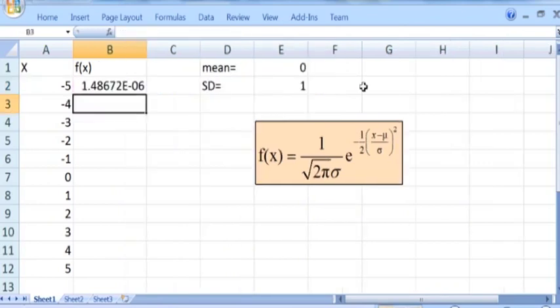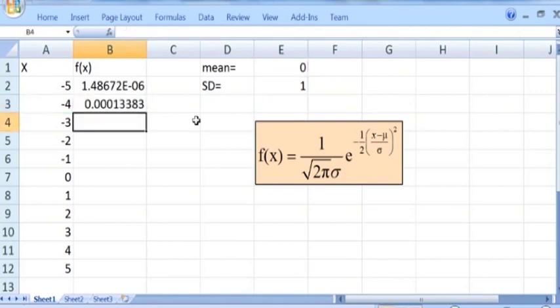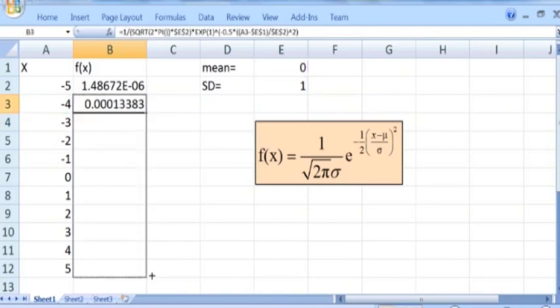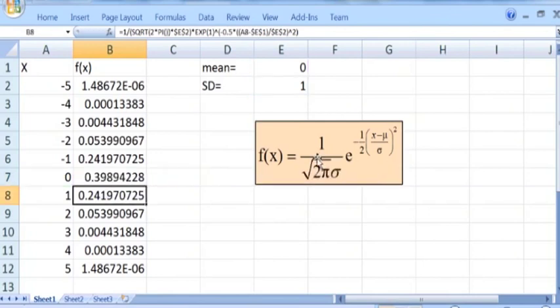So press enter. So it is 1.48672 e minus 06. So it means it is very, very small, 0 up to the 5th digit. So just copy it down, so you can see that now A2 changes to A3, whereas E1, E2 are the same due to dollar signs. So copy it further down. So you can cross check it. Now it is A7, and that's it. So this is how we can write this probability density function in MS Excel.